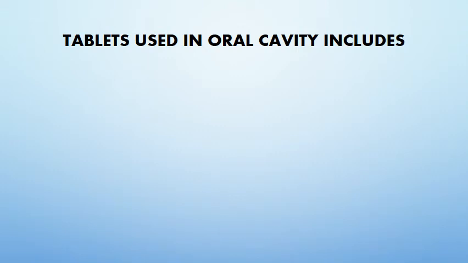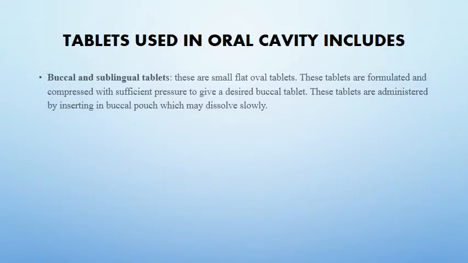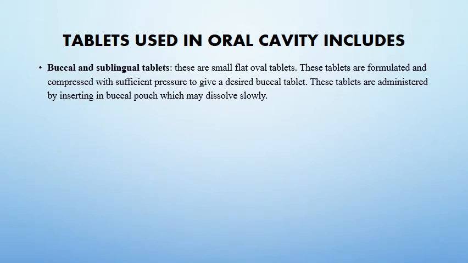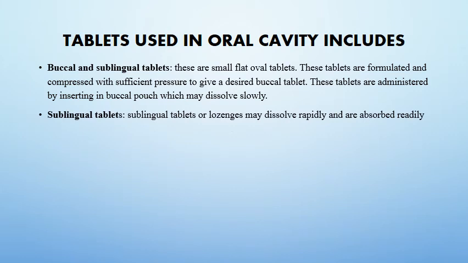Next category is the tablet used in the oral cavity. In the mouth cavity, what types of tablets are used? The first is buccal and sublingual tablets. These tablets are small, flat and oval in shape. They are formulated and compressed with sufficient pressure to give the desired buccal tablet. These tablets are administered by inserting in the buccal pouch, where they dissolve slowly. Next, sublingual tablets or lozenges are dissolved rapidly and absorbed rapidly.